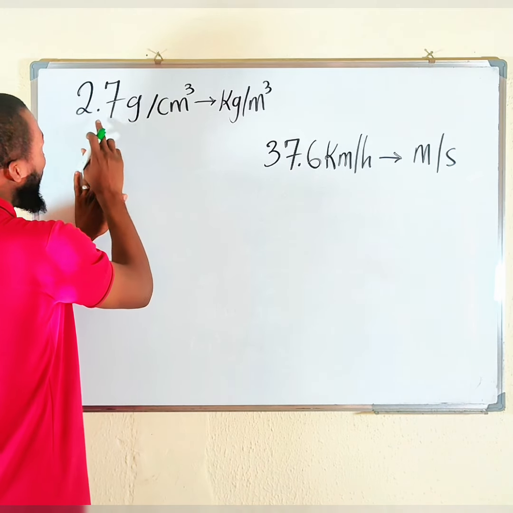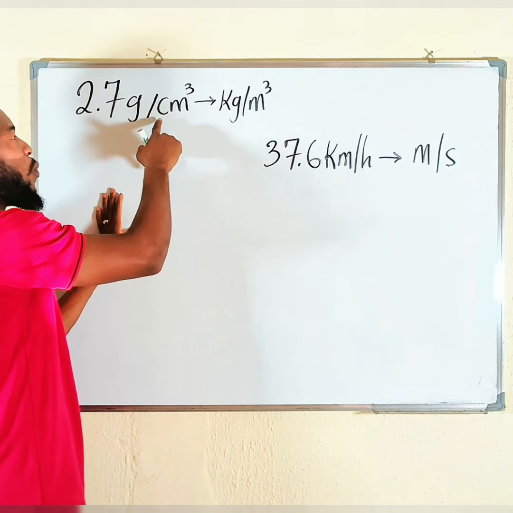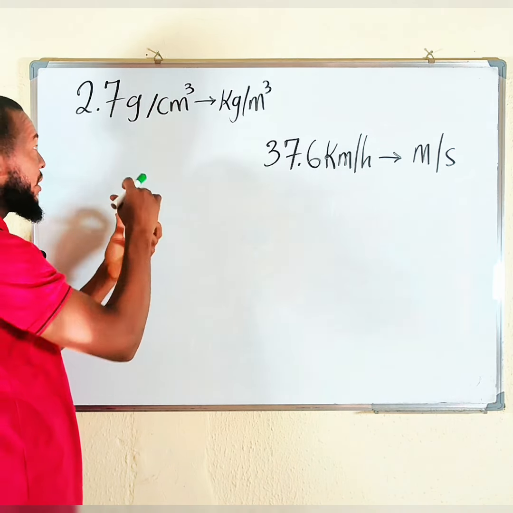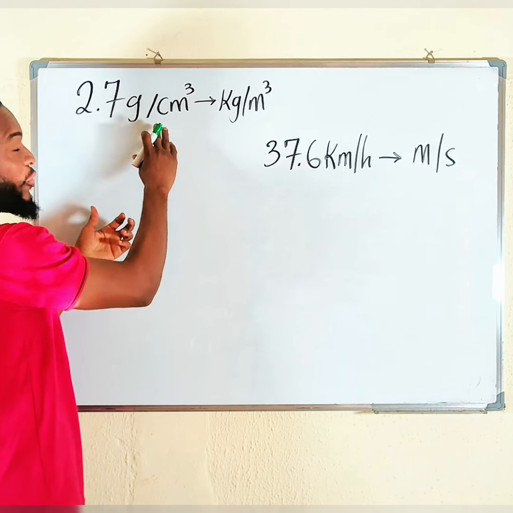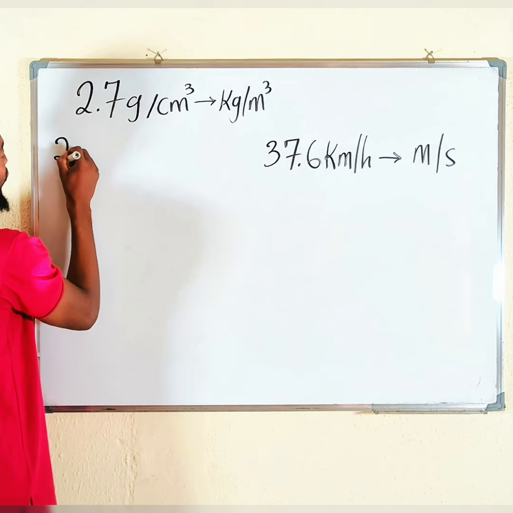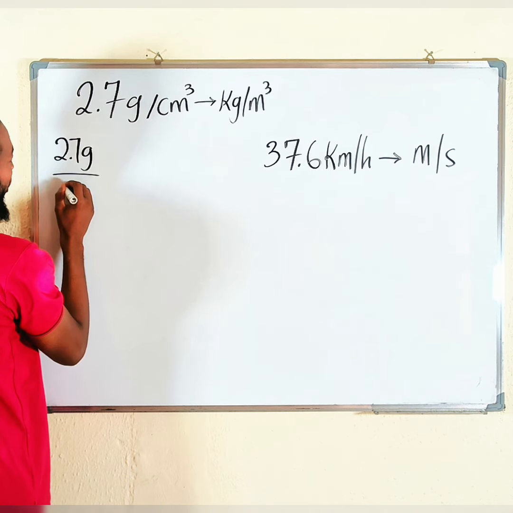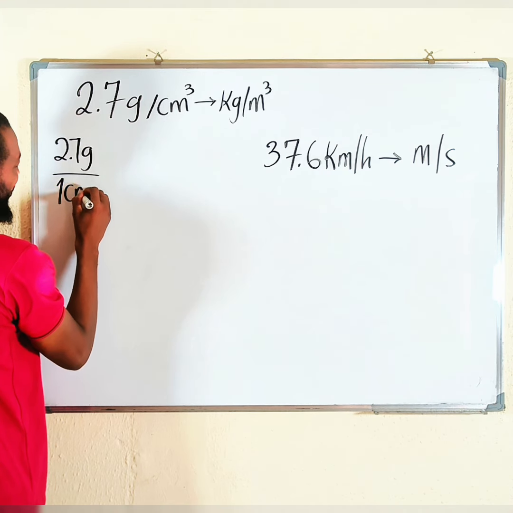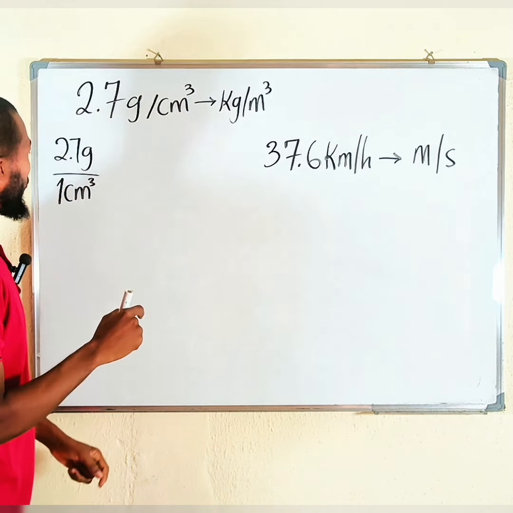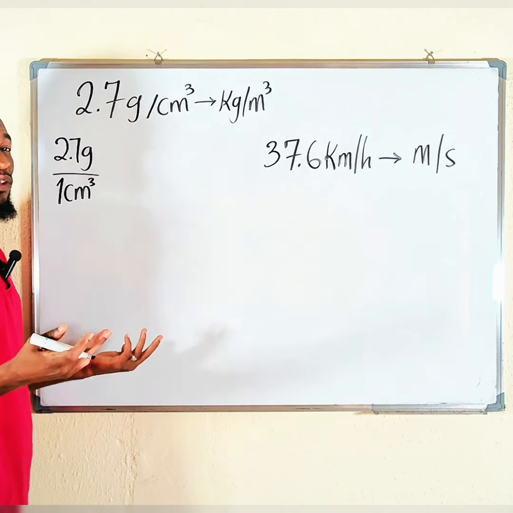What this means is every 2.7 gram, there is 1 centimeter cube of something. This is a unit for density. So you can write it as a fraction, 2.7 gram divided by 1 centimeter cube. This is exactly what this means. So we are going to convert this separately and this separately. So what is the unit?